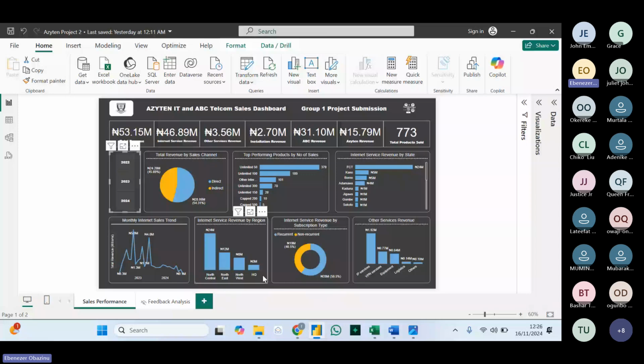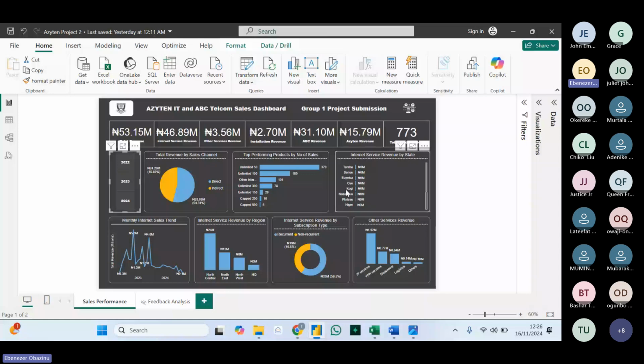So we also went ahead to do this by state. So the company can see the performance by state in case they want to do a campaign or give a discount, so that they can know the state to focus on. FCT is at 24 million, and the worst performing state is Niger State. I'm not sure there's any product sold in Niger State.